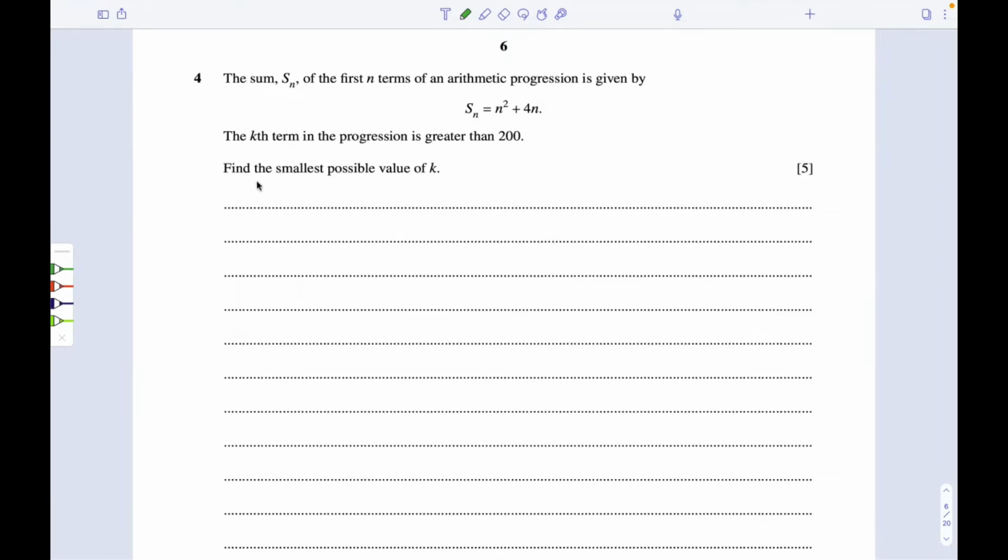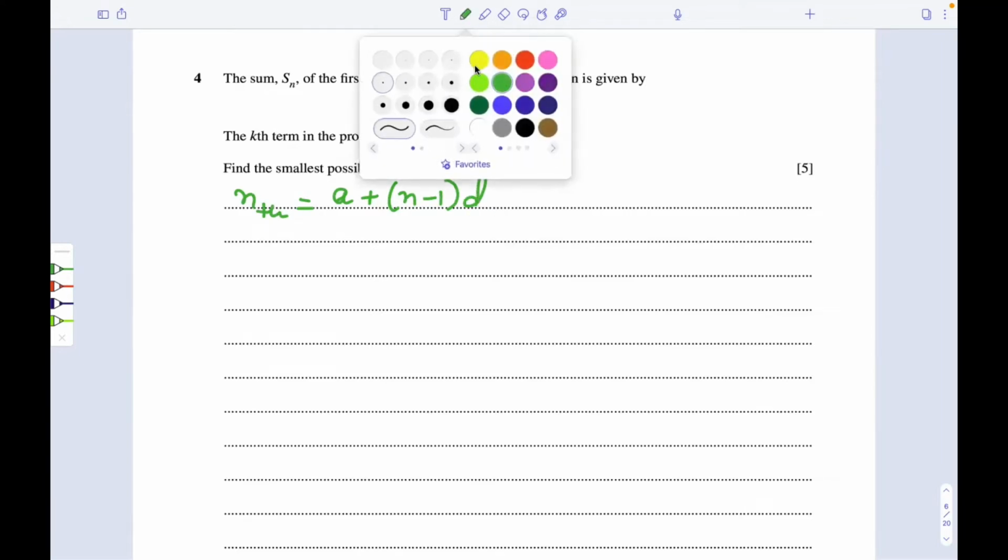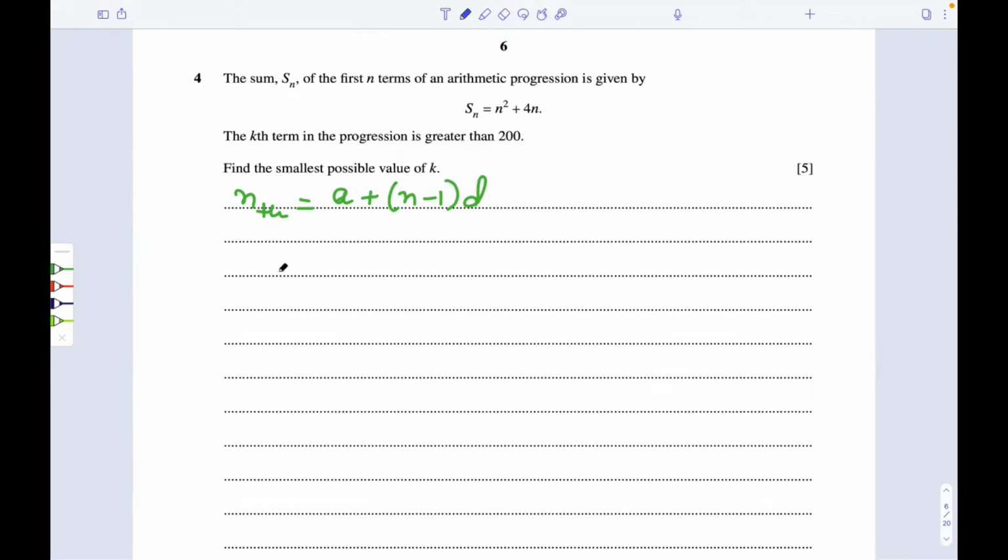To find the general term, the nth term of our arithmetic progression, we know that the formula is a plus n minus 1 times d. Now, as we have the sum given, we can compare it with the formula of the sum that we know for arithmetic progression, which is n upon 2 into 2a plus n minus 1 times d, and this is equal to n square plus 4n. Comparing these two equations, we'll be able to find the values of a and d.